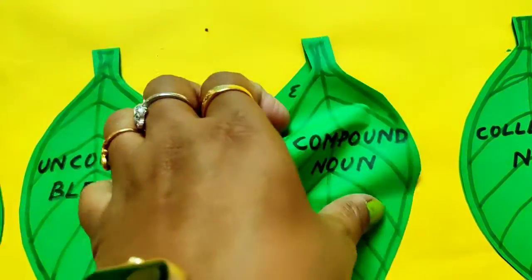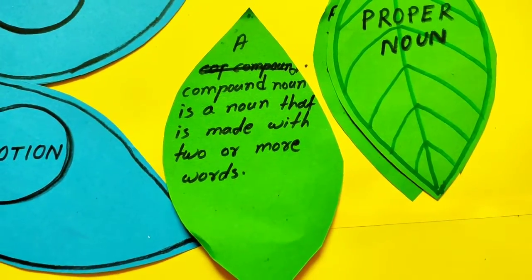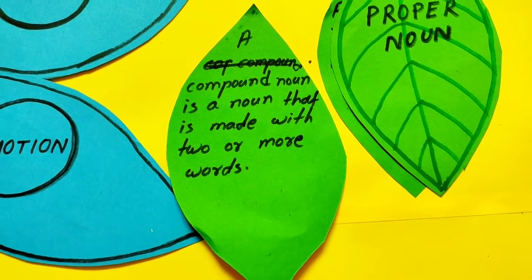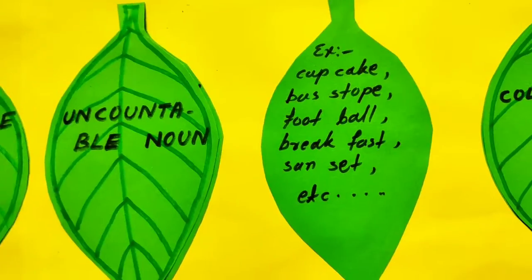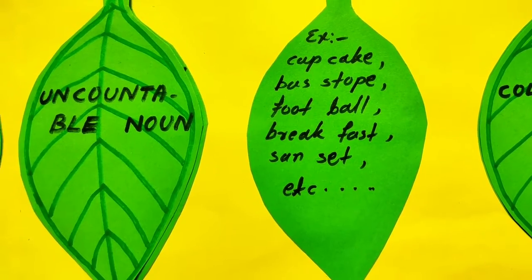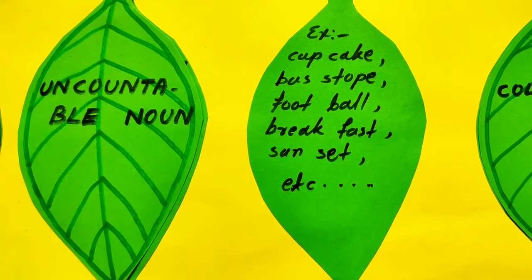Then compound noun. A compound noun is a noun that is made with two or more words. For example, cupcake, bus stop, football, breakfast, sunset, etc.